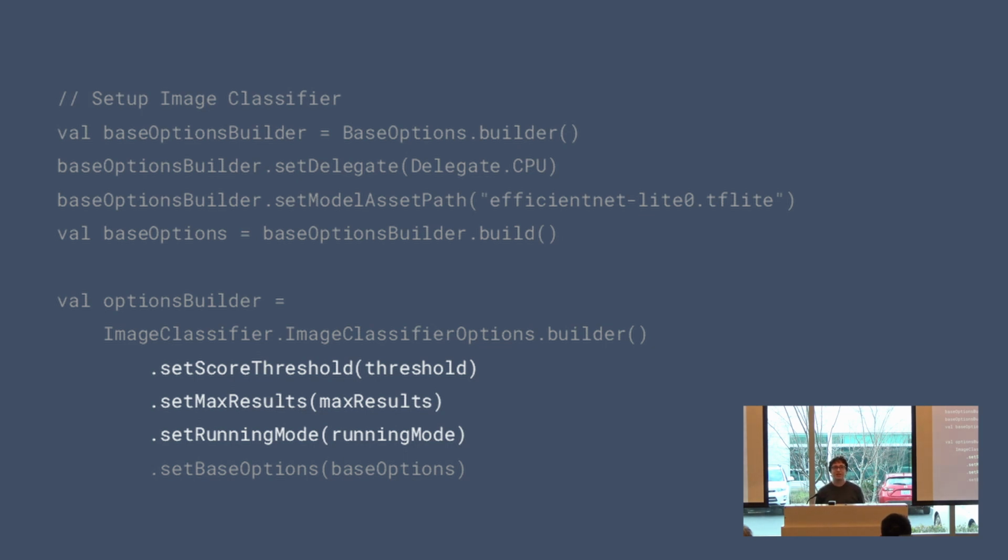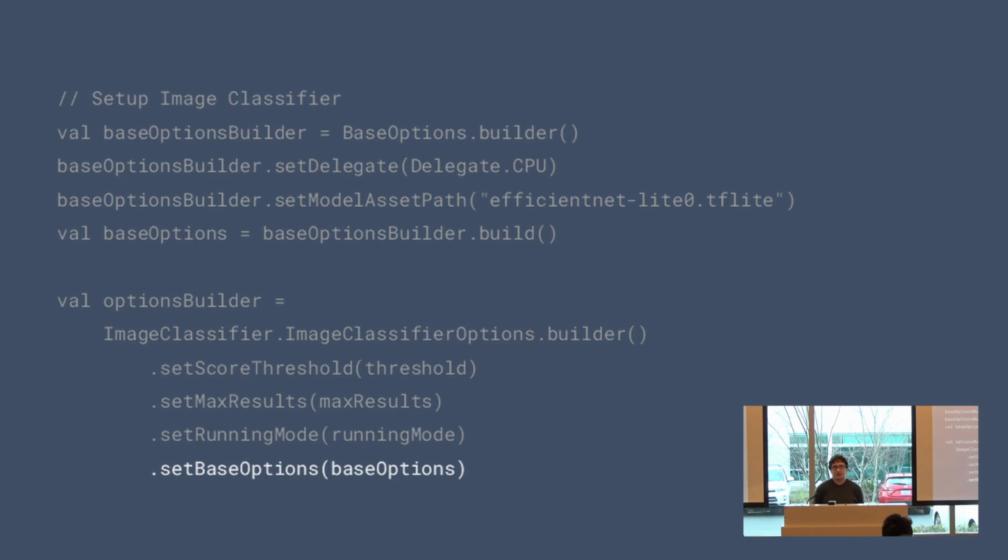You can also give it the max results that you're expecting back. So it could give you 0, or it could give you 5 if you set it to 5, that sort of thing. And then you have the running mode. The running mode could be for still images, video files, or live streams. In this case, I think I'm using it for live streams because I was going to go off of the camera feed.